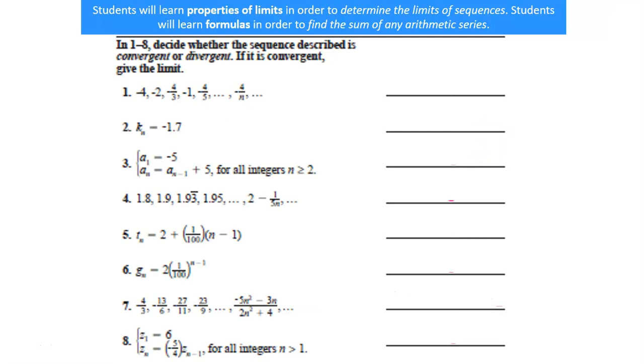And then here's some more for if you want to do some practice on finding the limits. Again, I would suggest you pause the video and then come back and check your answers.